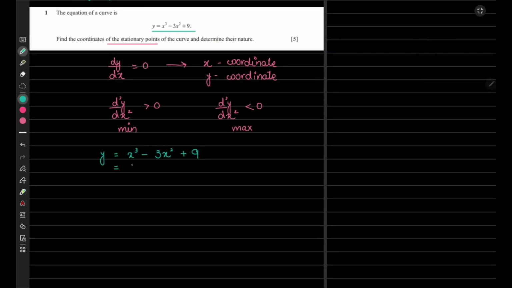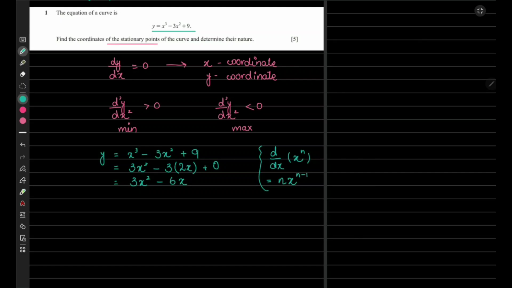The derivative of x cubed is 3x squared, using the power rule that says the derivative of x to the power n is the power times the variable to the power n minus 1. Similarly, the derivative of x squared would be 2x, the constant is multiplied as it is, and the derivative of a constant is 0. So we are left with 3x squared minus 6x.